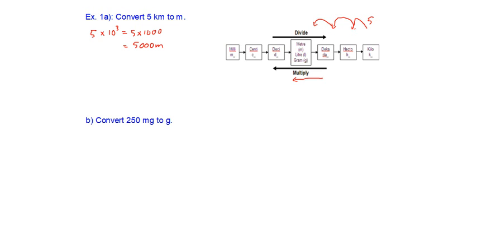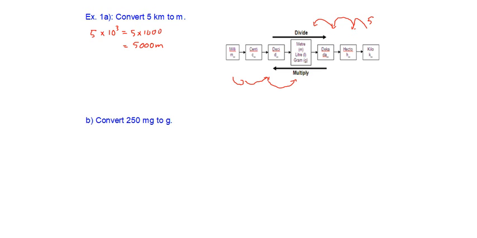So let's do an example going the other way. Let me just get rid of some of this so I have room here. Let's do 250 milligrams. So that's starting here at the milligrams. We have 250 of those, and we want to go all the way to the grams. So there's one step, there's a second step, and here's finally a third step.